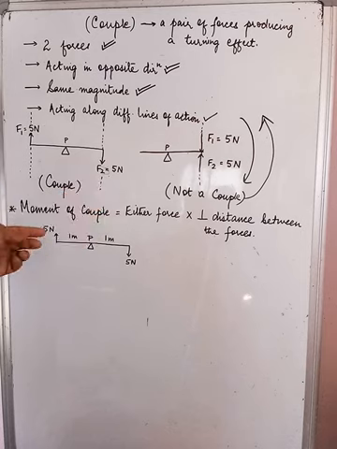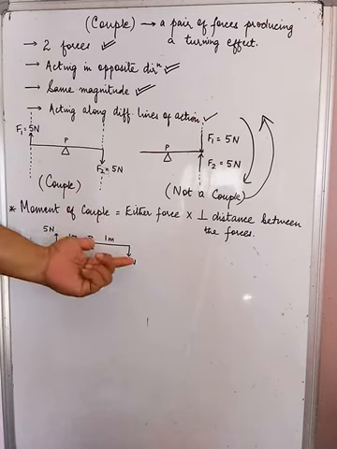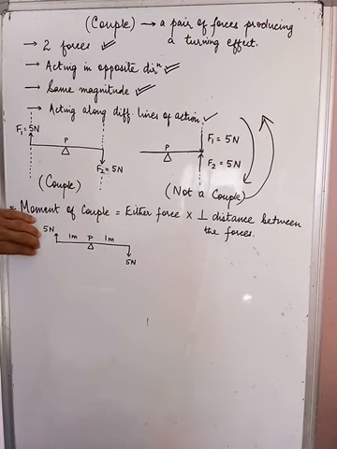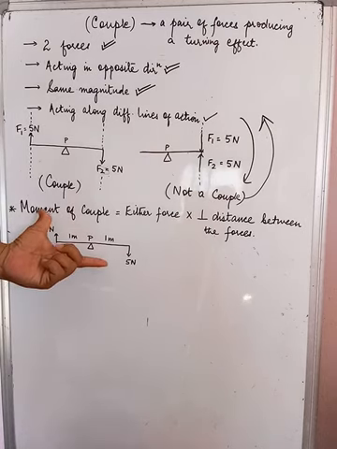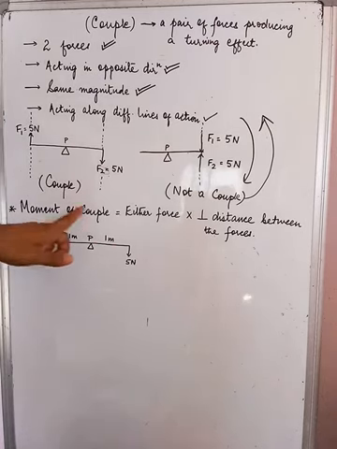Why either of the two forces? Because both forces are the same, the magnitudes are the same. So if you look at this new diagram with the details that I have drawn over here, there are two forces acting, they are in opposite directions, their lines of action are different, their magnitudes are the same, so they constitute a couple.